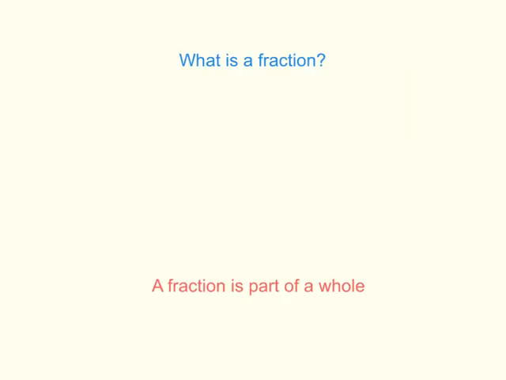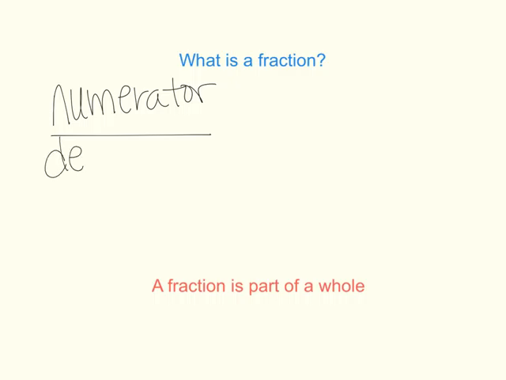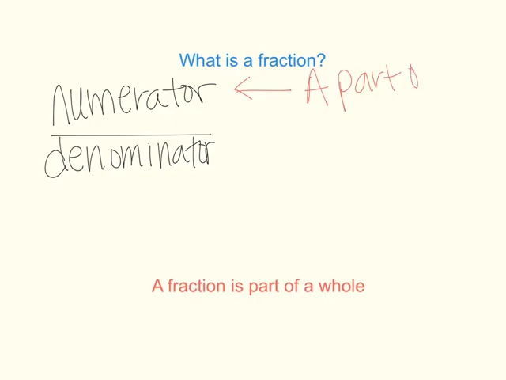So, what is a fraction? A fraction is a part of a whole. So it's two numbers divided by the line. The top number is going to be the numerator, and here's the line that divides them, the denominator. So the numerator is the part of the whole, and the denominator is the whole.